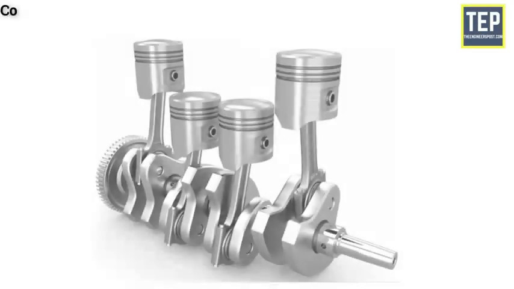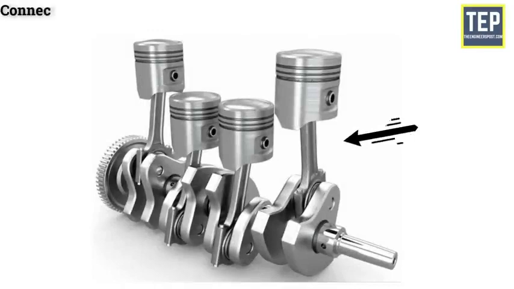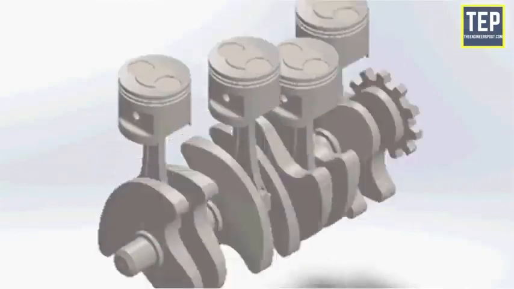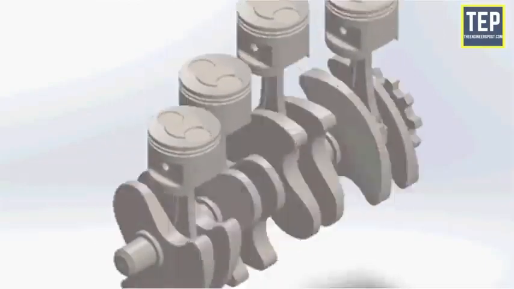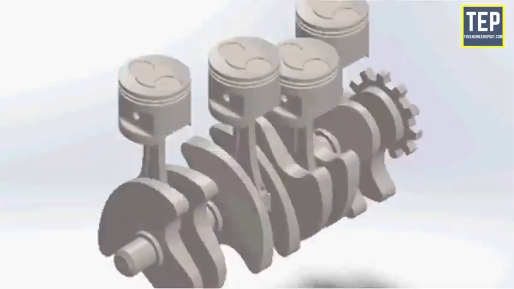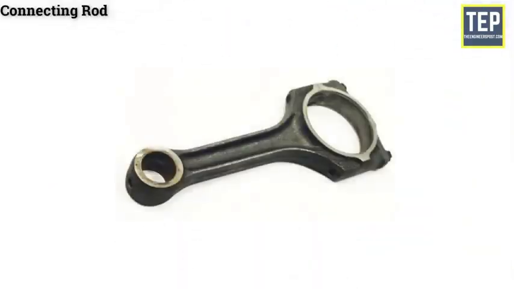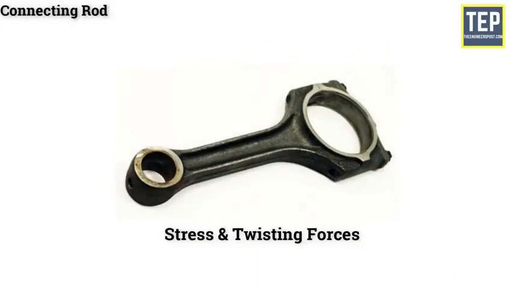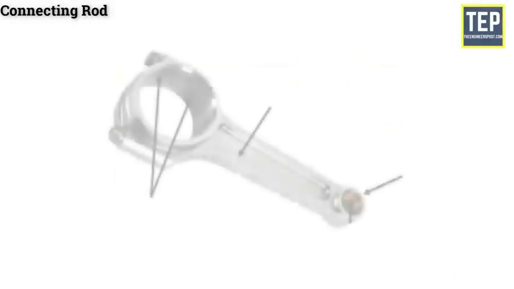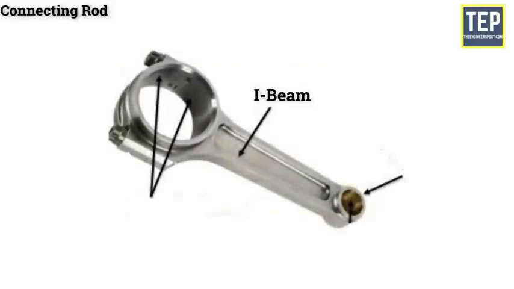Connecting rod. It is fitted in between the piston and crankshaft. The main function of the connecting rod is to convert the reciprocating motion of the piston into the rotary motion of the crankshaft. A connecting rod in an IC engine must be light and strong enough to withstand stress and twisting forces. It usually has an I-beam cross-section and is made of alloy steel or duralumin by drop forging.